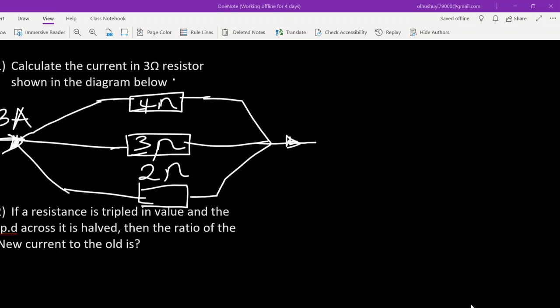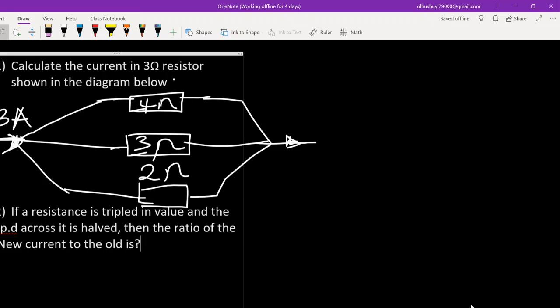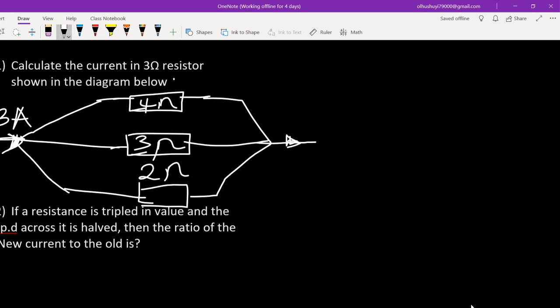Now let's go. The first one says, calculate the current in the 3 ohms resistor shown in the diagram below. I think this is a WAEC question. I didn't write it here. It's a WAEC question. So you have this diagram.